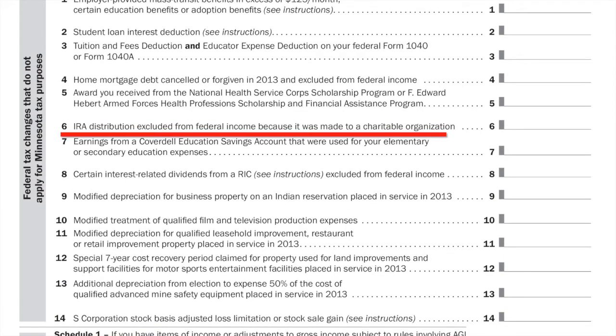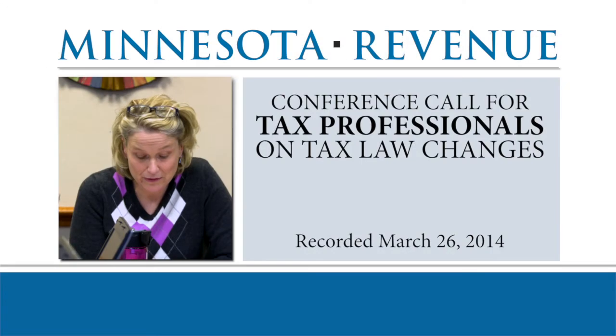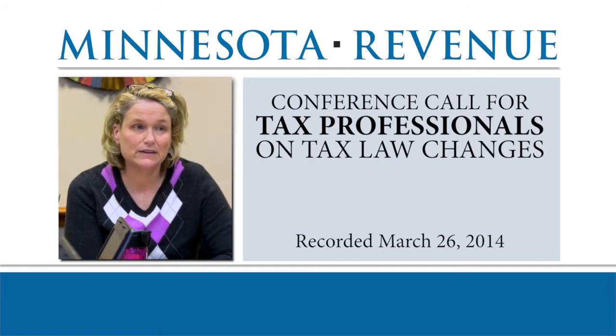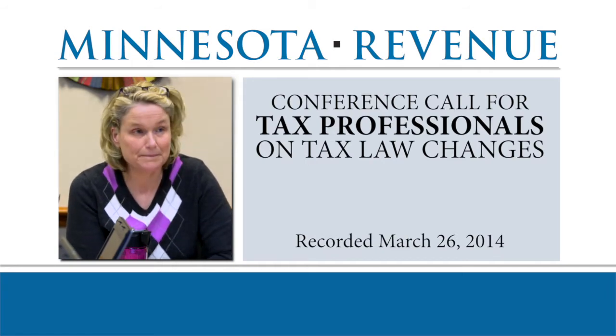Line 6, the IRA distribution for charitable purposes, a federal provision that lets taxpayers age 70 and a half or older exclude up to $100,000 per year in IRA distributions when the money goes directly to a qualified charitable organization, was extended through 2013. Minnesota law now allows taxpayers who take advantage of this federal exclusion to also exclude these distributions from their Minnesota taxable income. So for both federal and Minnesota purposes, these charitable contributions are not included in income.